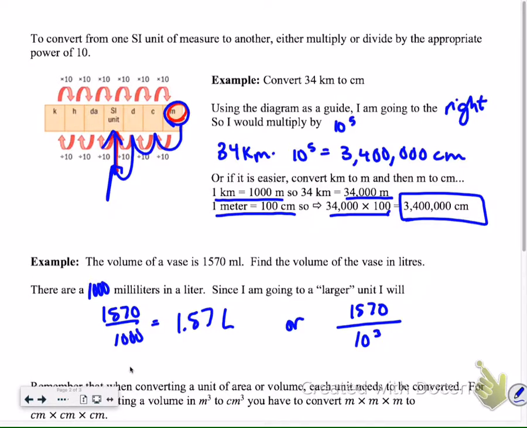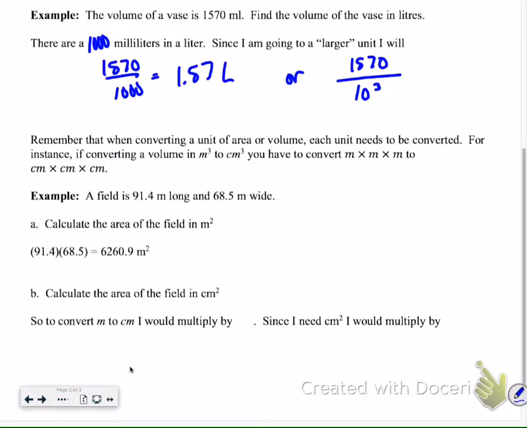Now, if you're doing a conversion for an area or a volume, you need to think about converting each part of that unit. For example, if you're converting a meters cubed to a centimeters cubed, you have to convert every meter to centimeters. So a meter to a centimeter is just times 100, but if I'm going to do a meter cubed, I'm going to have to do 100 cubed.